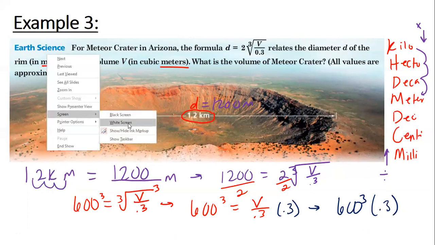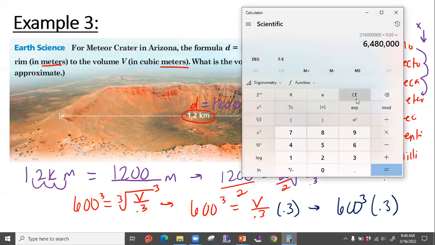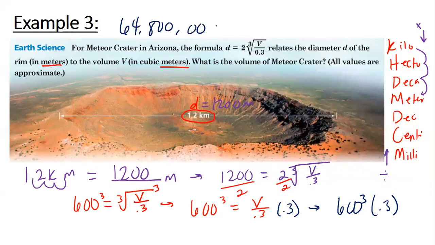So let me pull up my handy dandy calculator. I'm doing 600 to the third, and I get 216 million, times 0.3, and I get 64,800,000. So that's the 64,800,000 cubic meters is the volume. So I'm going to write 64,800,000 cubic meters.